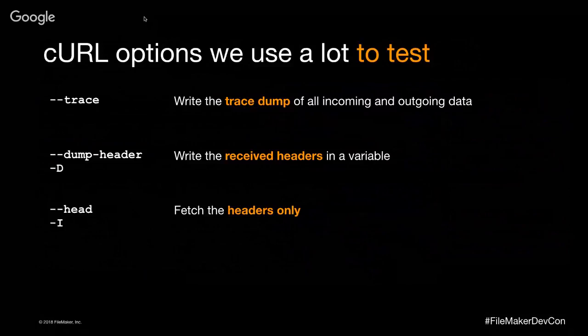Dump header and head let us have a look at the headers of the response. So once we do a request to a web service, it sends back the payload if there is any data to send back, and then sends headers that, like the headers that we send them, create a context for that response. So the -dump-header just lets us put the whole header into a variable.